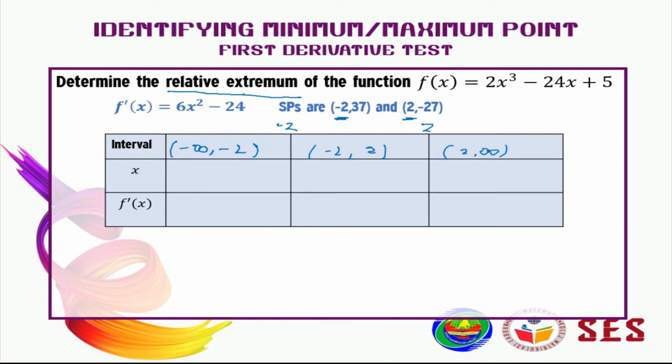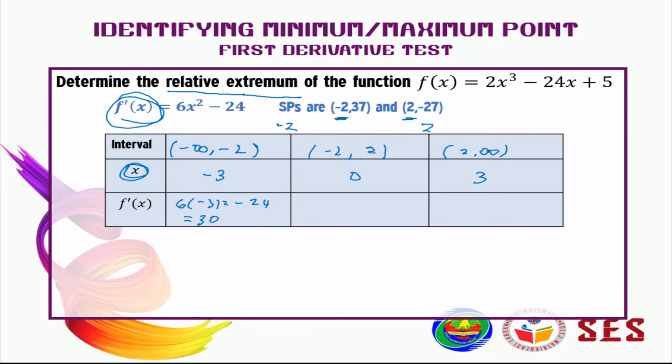Okay, and the next thing you need to do is find a value that lies in between each interval. For the first interval, I'm just going to pick -3, for the second interval 0, and for the last one 3. Then you need to plug these values of x into your f prime of x. So it's going to be 6 times (-3) squared minus 24. You just press your calculator and you will get 30.